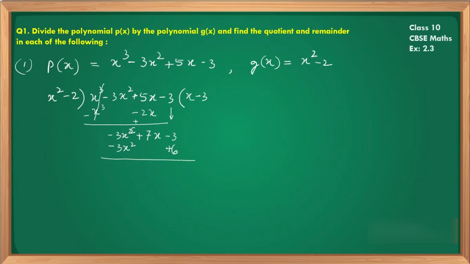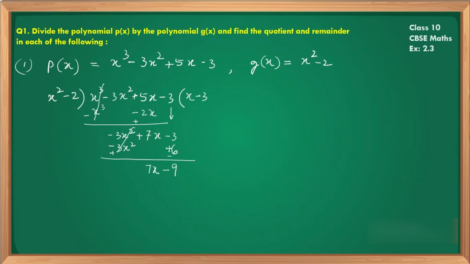3x square and 3x square, they get cancelled because this takes the form with the sign plus. So plus and minus gets cancelled. 7x write down as it is. Here this takes minus, so minus and minus should be added. 6 and 3 is 9. 7x and minus 9. This is the remainder.